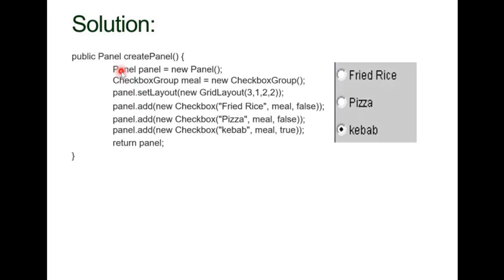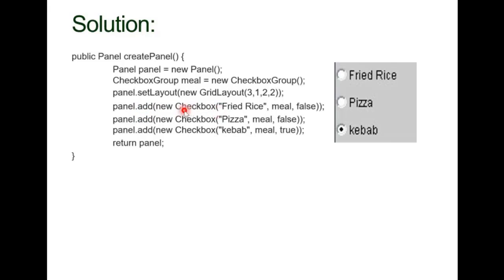Then we put panel dot setLayout. What is the layout? GridLayout. How many rows and how many columns here? We define 3 rows, 1, 2, 3. How many columns? Only 1 column. And the vertical and horizontal gap is 2, 2. So we create this one. Now we need to add all these components. How to add the components? panel dot add new Checkbox.